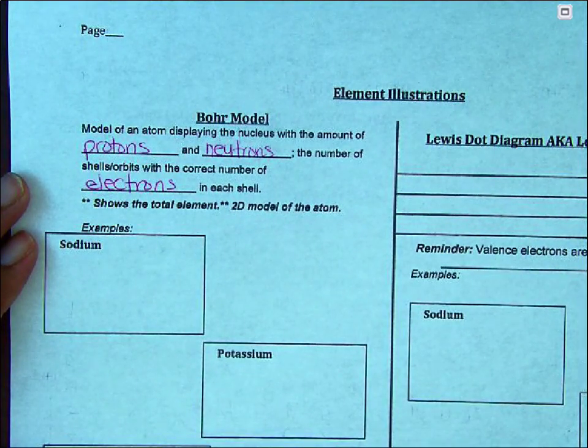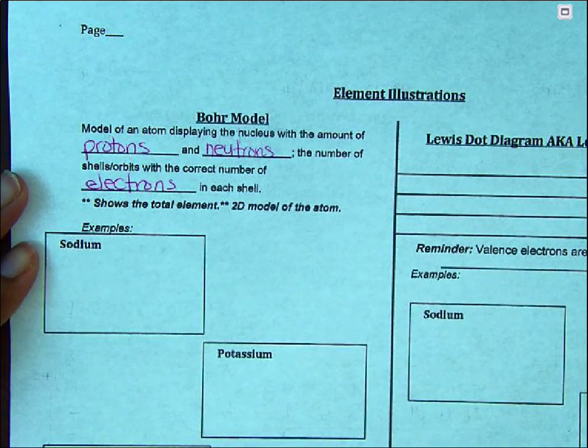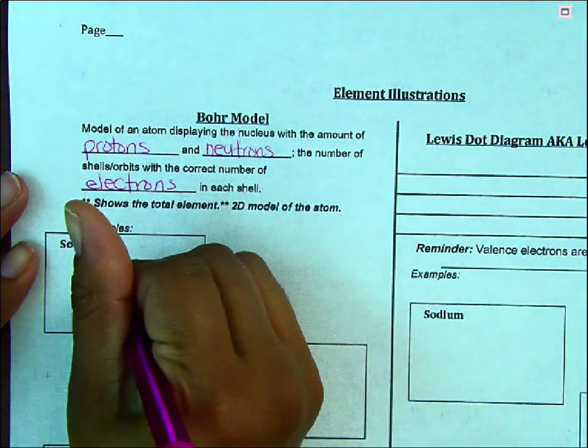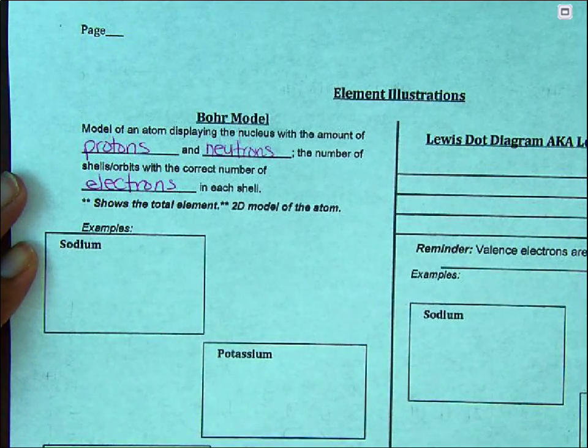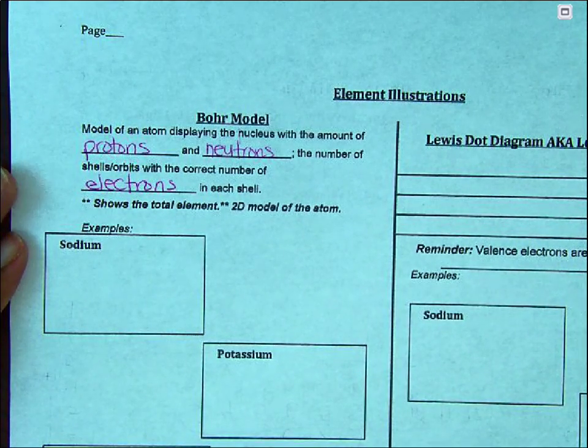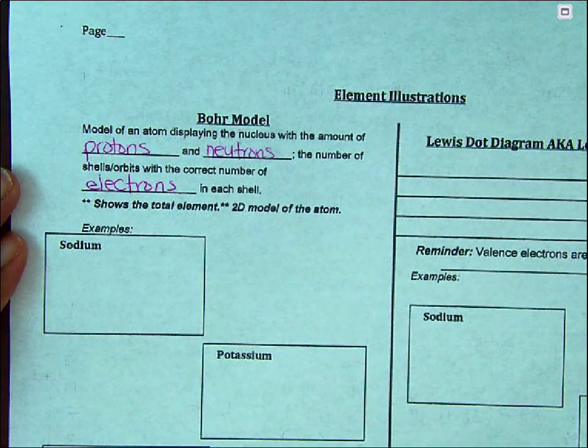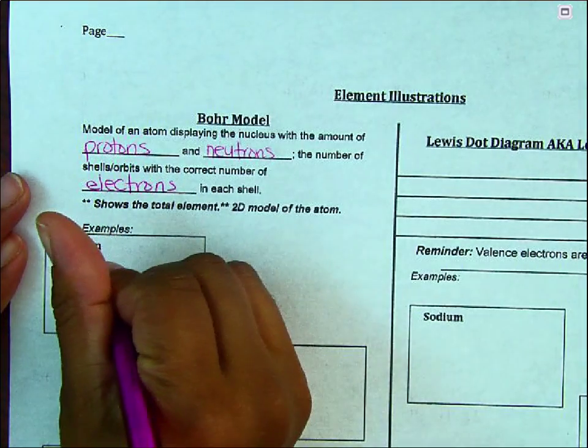So your Bohr model once again shows the total element, everything that encompasses the element. It's a 2D model. So far, so good. All right. So to draw it, the first thing we do is we write the symbol name. What's the element symbol for sodium? Huh? Hey, that's sulfur. That's silicon. Na comes from the Latin word natrium.